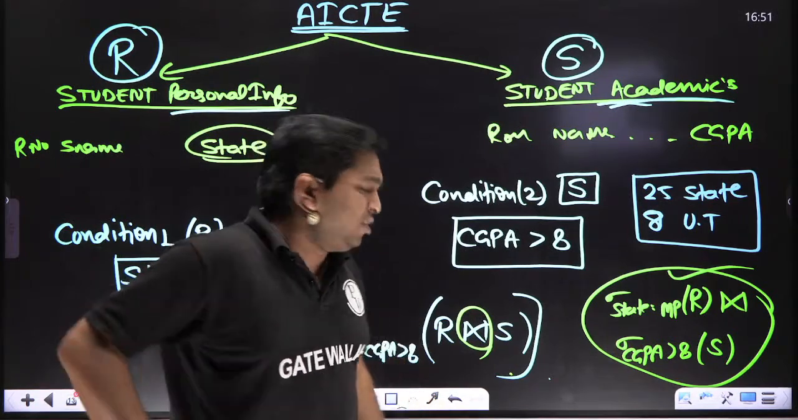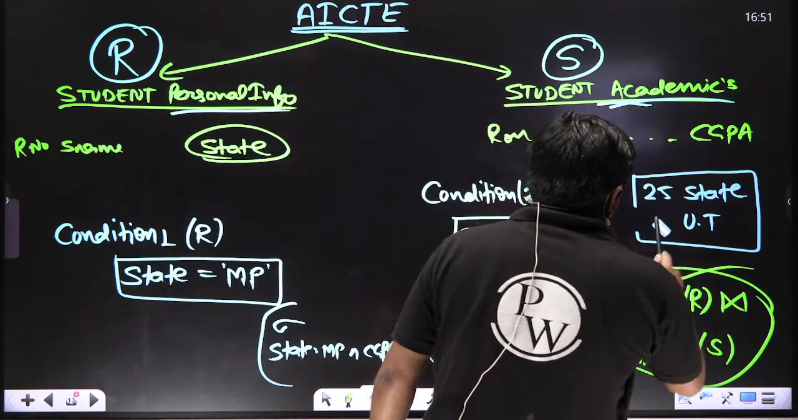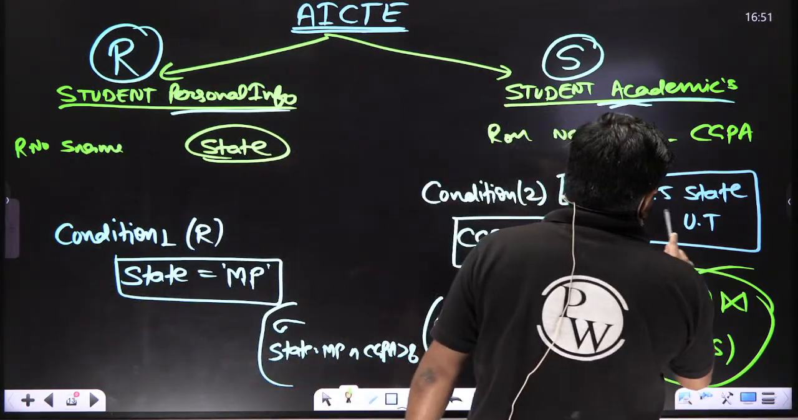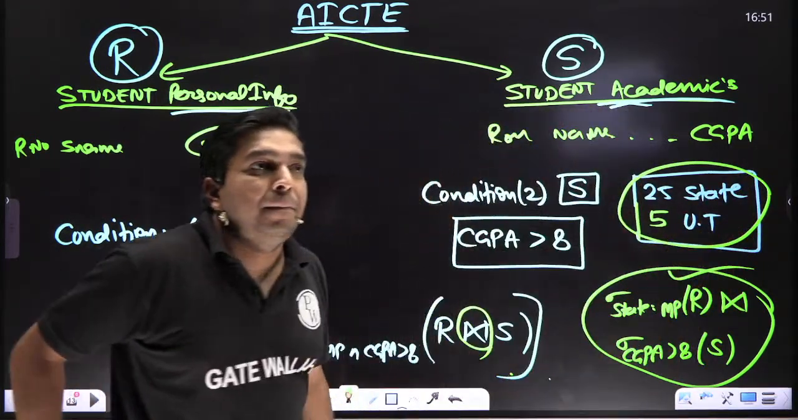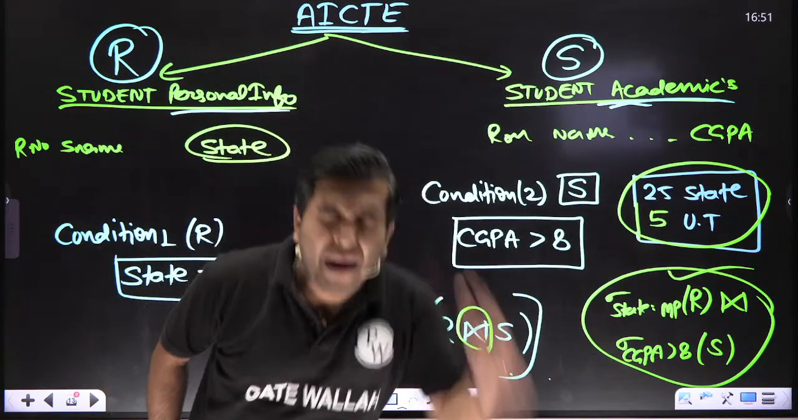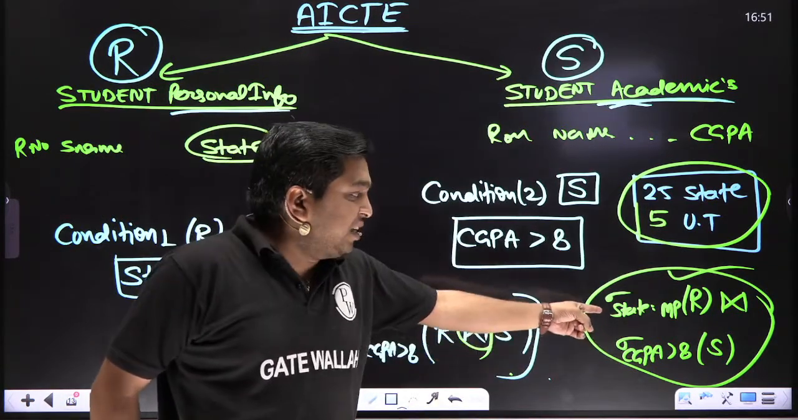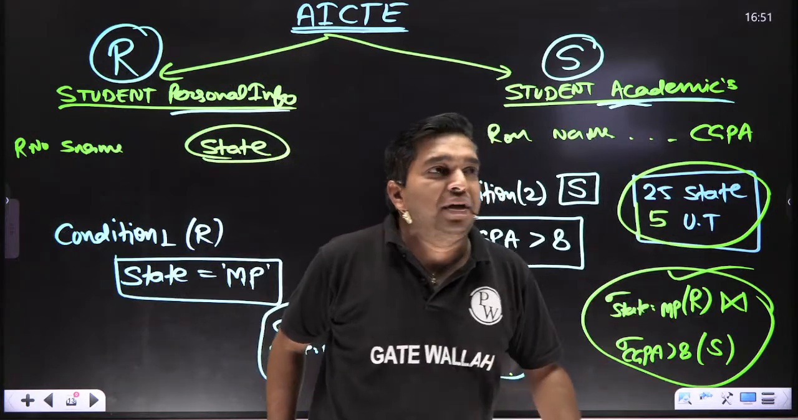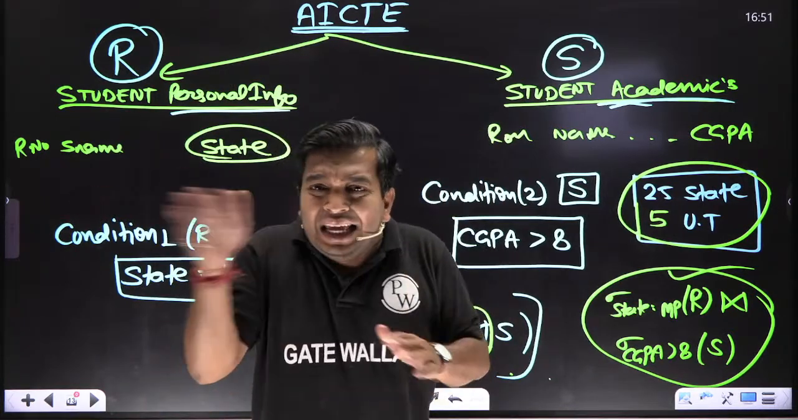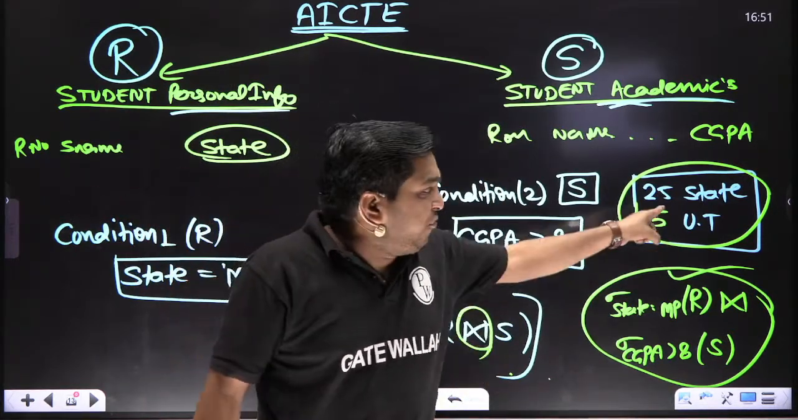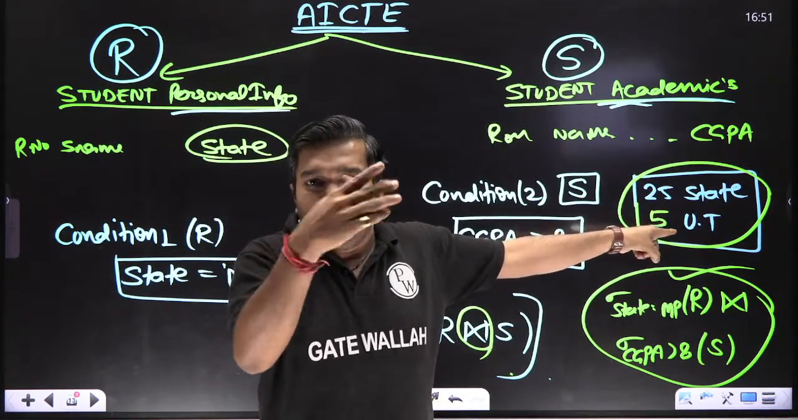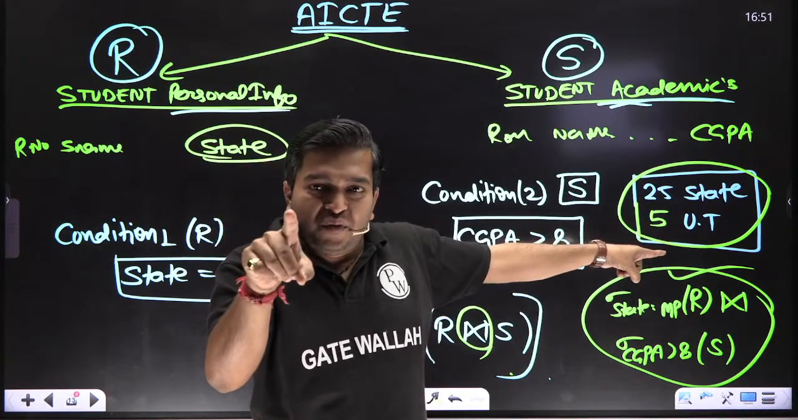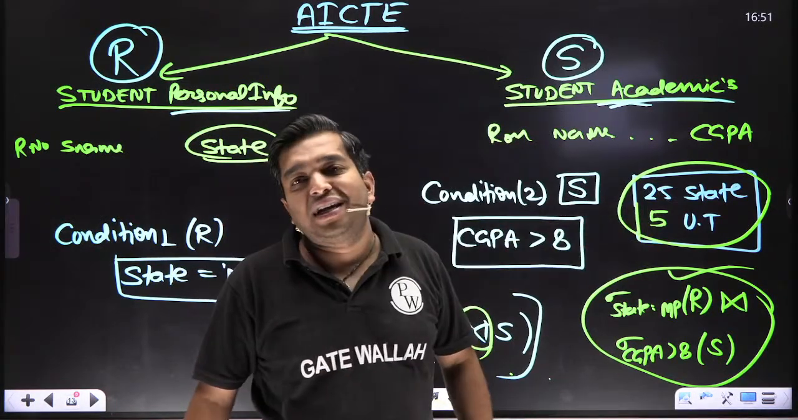Getting my point? Assume 5 union territories. You will get all this data. But if you apply the first condition, state equal to MP, then what happens? You leave all the 24 states plus 5 union territories' students.